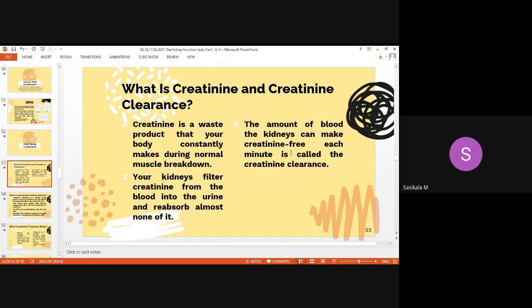Okay. And this is important since accumulation of creatinine in blood will indicate kidney failure or kidney impairment or kidney dysfunction. So to know about kidney functions, we should analyze the constituent creatinine.